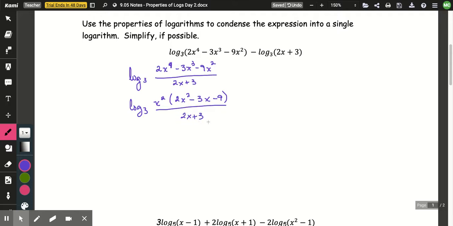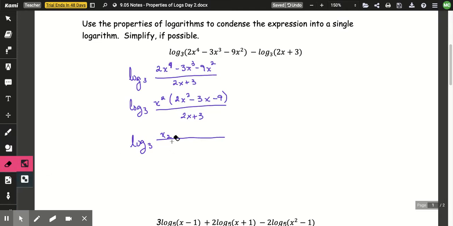Okay, now 2x squared minus 3x minus 9 is a quadratic expression, which can probably be factored as well. So to see if it could be factored, I'm going to multiply the a and the c together. So 2 times negative 9 is negative 18. And if there are numbers that will multiply together to make a negative 18 and add to make a negative 3, then that means that that will factor. And those numbers do exist, so that means it will factor. That would be a negative 6 and a positive 3.